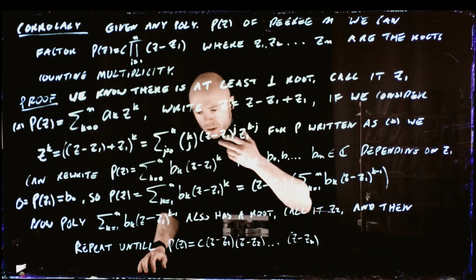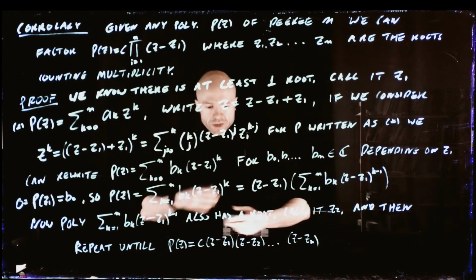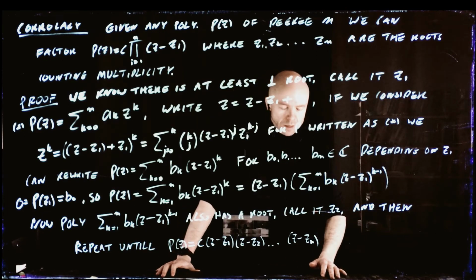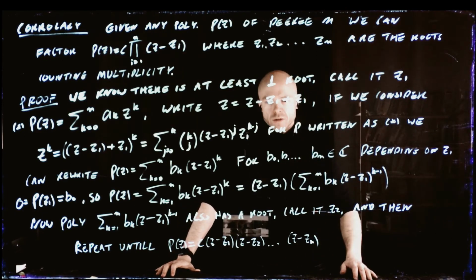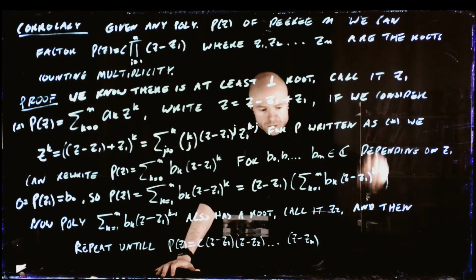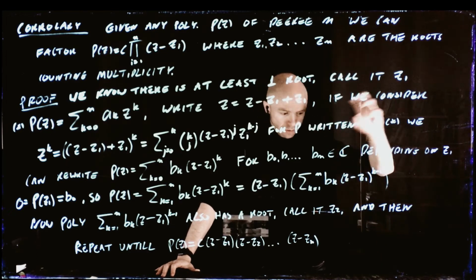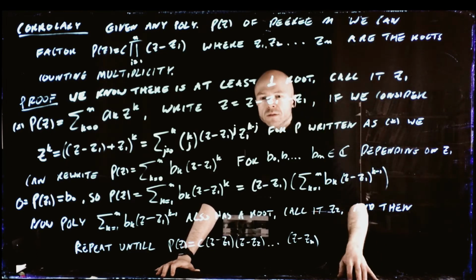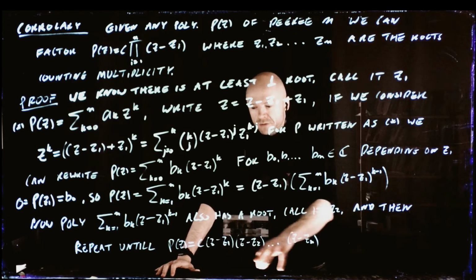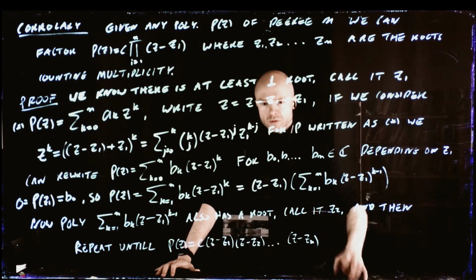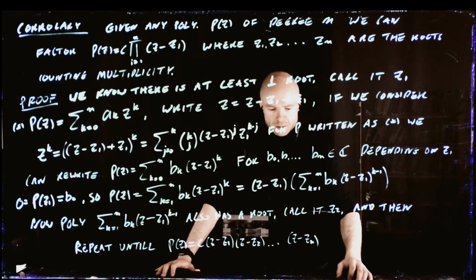This is how complex numbers were invented. This is completely false for factorizing polynomials over the reals, where even some quadratics can't be factored. But over the complex field, we can completely factor any polynomial and find all these roots. This is called the fundamental theorem of algebra.